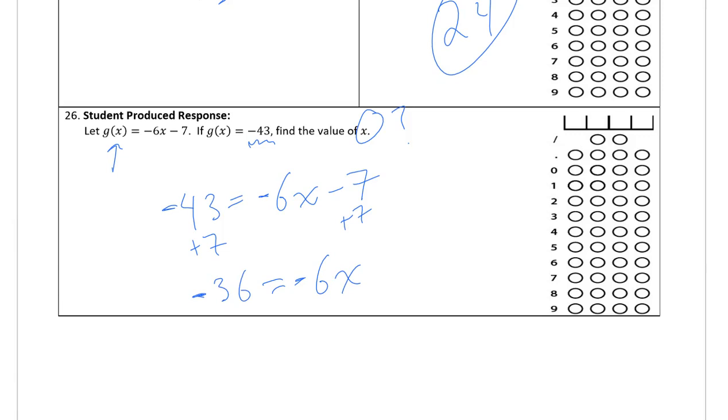Alright, so I'd add that 7 to both sides, negative 43 plus 7, that gives me negative 36. Lastly, we divide both sides here by negative 6. Negative divided by negative is positive, so my answer here is just 6.